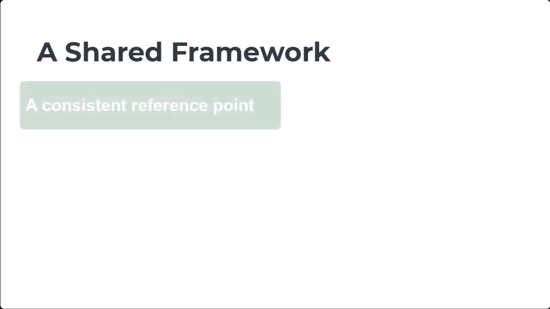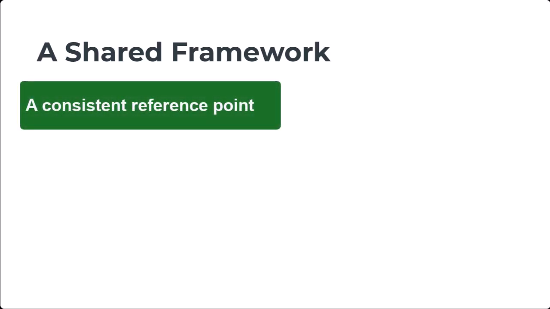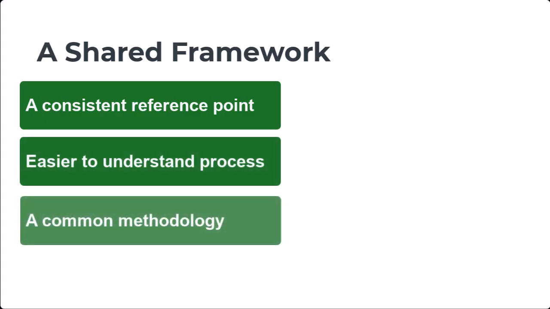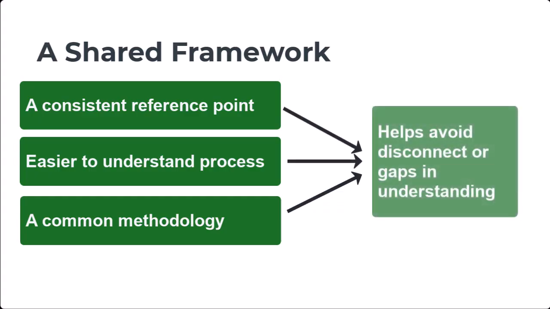Connecting the dots is a useful framework because the 9-step process provides a consistent reference point for what we are doing. It makes the 9-step planning process easy to understand, and the 9 steps give us a common methodology we can refer back to. Making that methodology transparent can help us avoid the disconnect or gaps in understanding that can come up when we don't have a common reference point for solving problems or making decisions about implementing conservation.